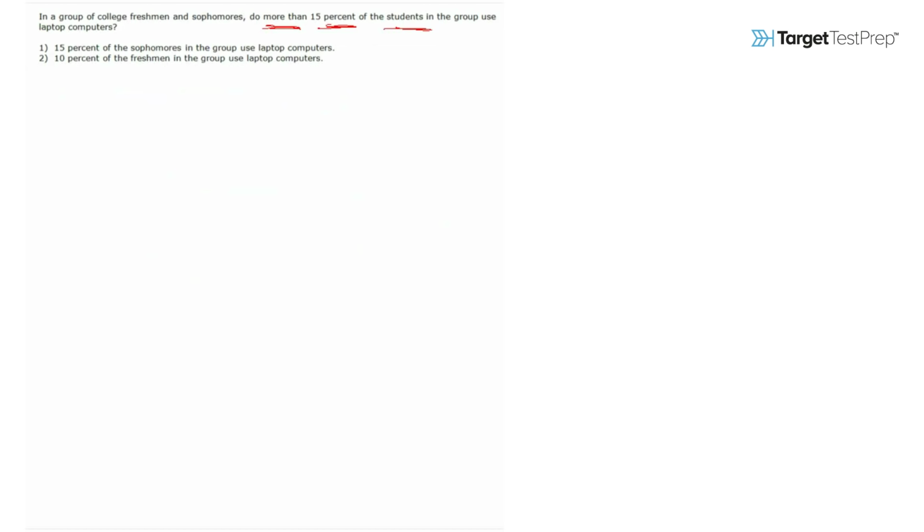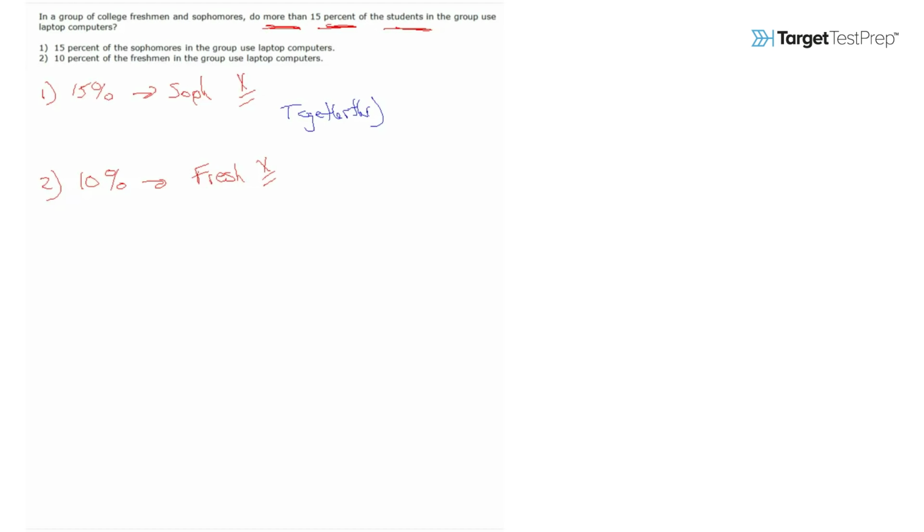Right away, you can see that this is probably going to be a 50-50 question, which, as I've told everyone before, basically means that the answer is going to be either C or E, because only knowing that 15% represent the sophomores is certainly not helping, because we care about the total group, which consists of sophomores and freshmen. So 10% just being freshmen in statement 2 carries a similar issue that we don't know anything about the sophomores. So right away, we can say to ourselves that we're going to be analyzing these together.